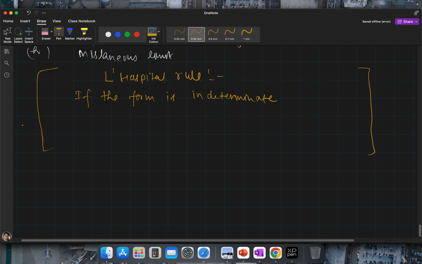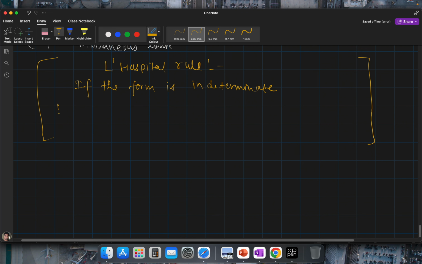What is that? That limit should exist. Fine. Without the existence of the limit, you cannot find the limit, because when you solve for the left hand limit you will get one answer, and if you solve for the right hand limit you will get another answer. So you may get a wrong answer. So you have to be very careful.